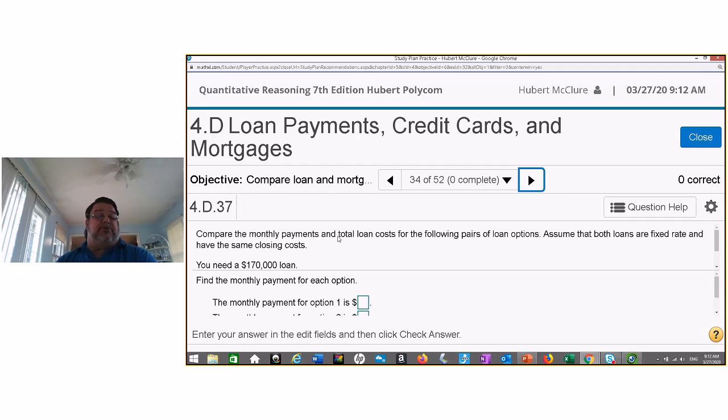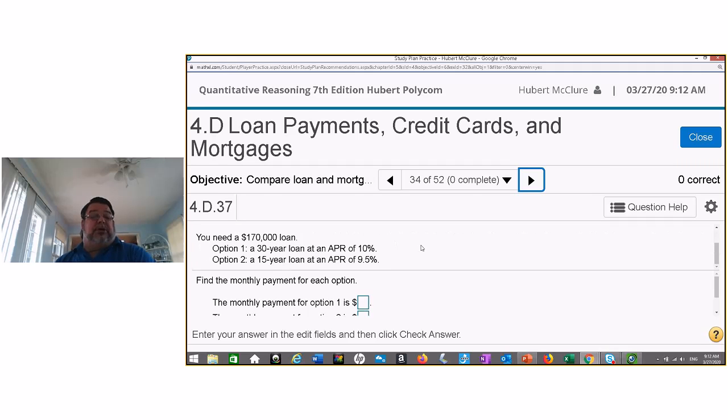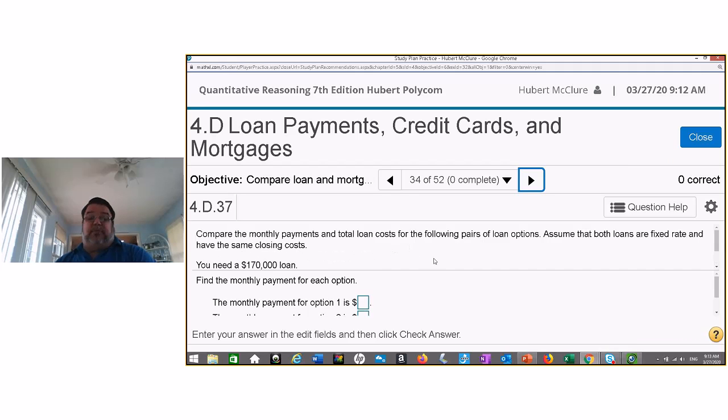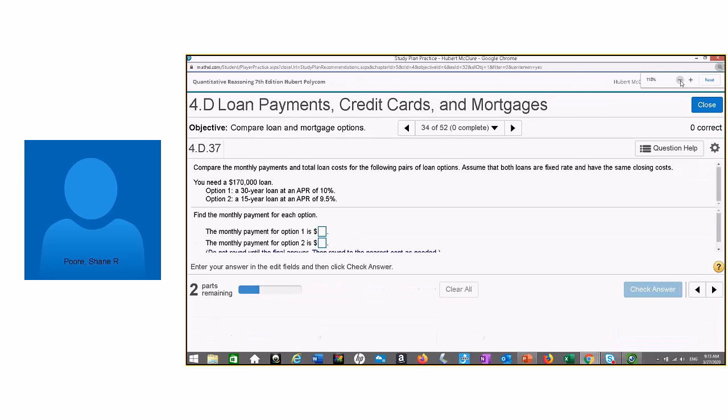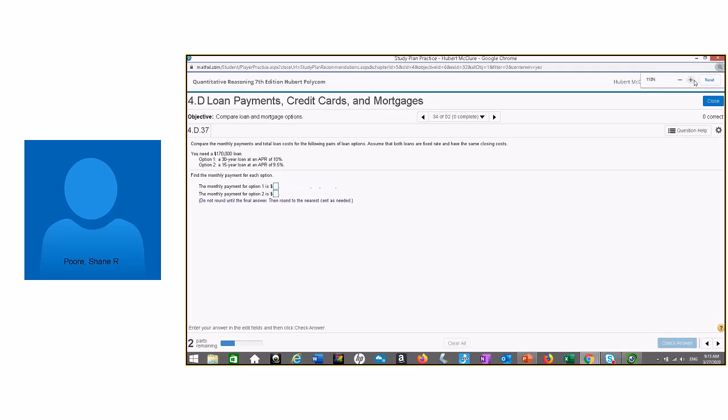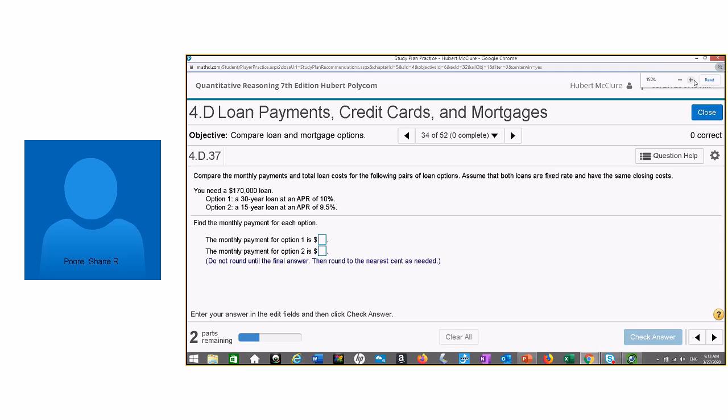Compare the monthly payments and total loan cost of the following pairs of loan options. This is one I would give you. Assume that both loans are fixed rate and have the same closing cost. All right, so one, I don't know why this is so big. Has anybody got any idea why this is so big? I don't know why it's... Press that little gear thing on the... Ah, there we go. You see it under 0? I got it. There we go.